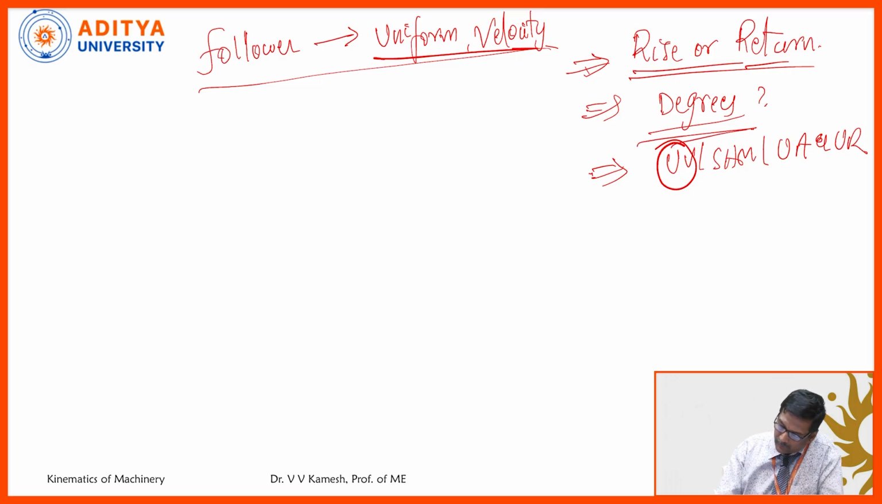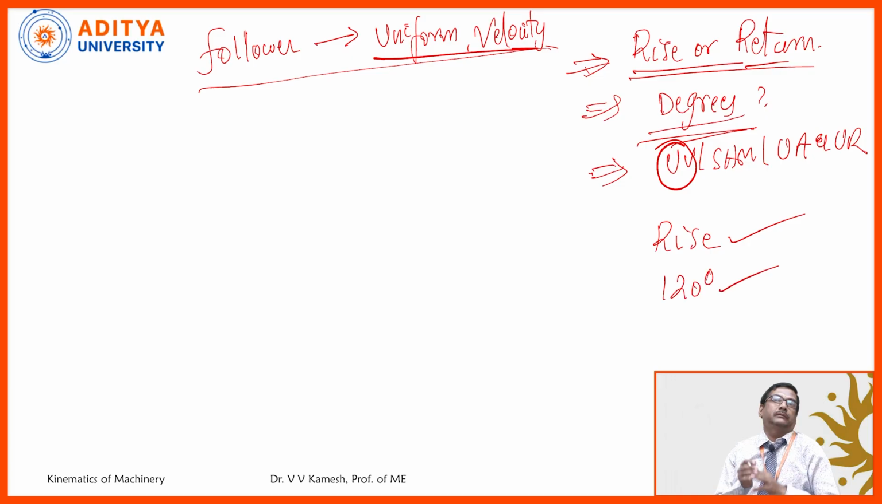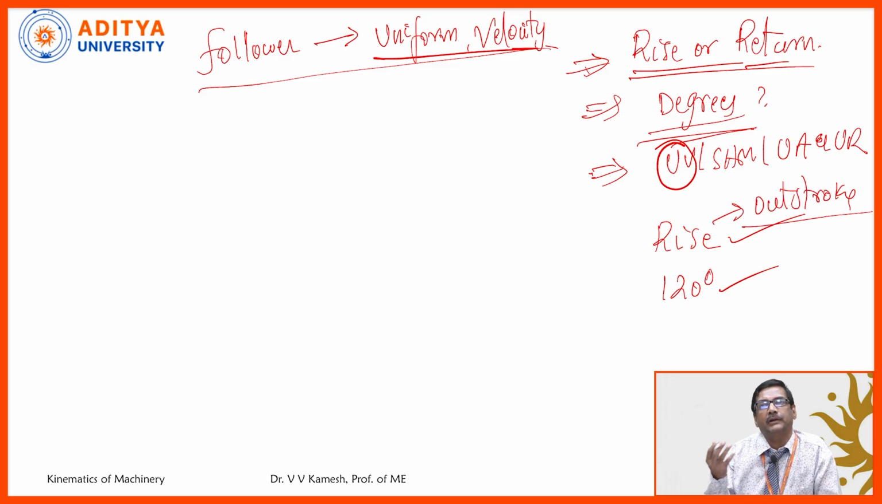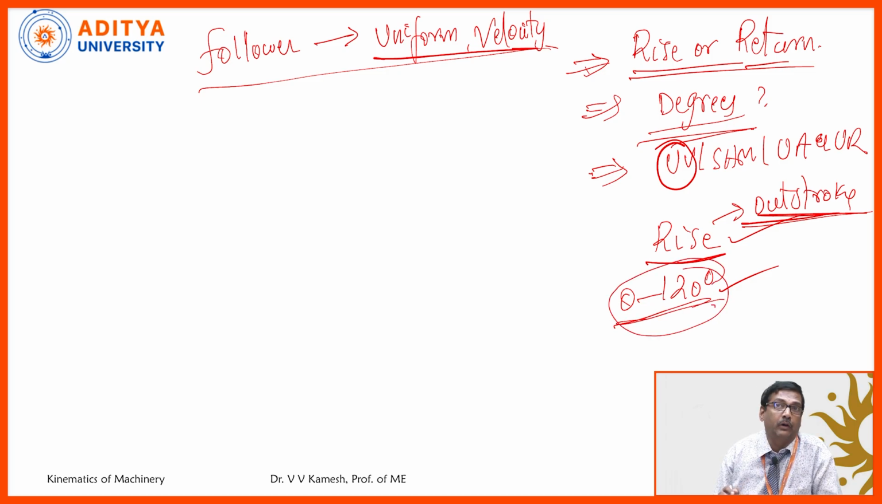Initially I am taking rise, and I am taking 120 degrees as the angle of rotation for the rise. Rise, or you can call it outstroke. Return is also called return stroke only, there is no deviation. In the outstroke, starting from 0 to 120 degrees with the different moments, how do we draw the displacement diagram?